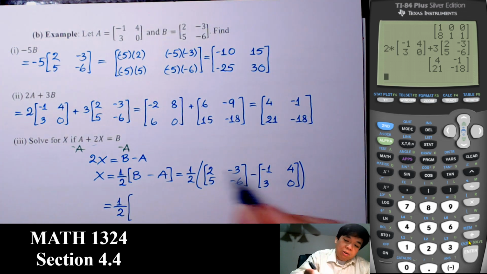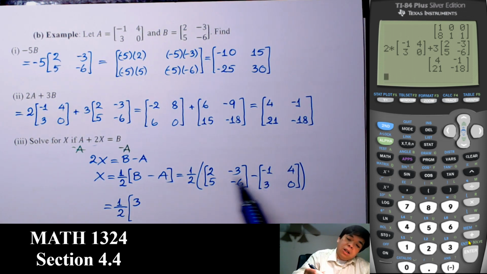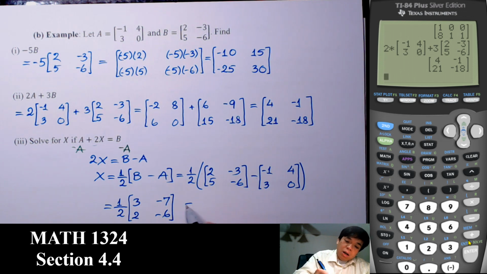Now we subtract first inside the parentheses. 2 minus -1 is 2 plus 1, which is 3. -3 minus -4 is -3 plus 4, so that's 1... Five minus 3 is 2, and minus 6 minus 0. And then we multiply by 1/2.